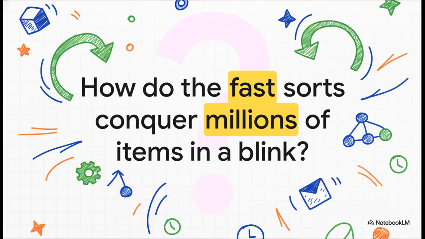Which, of course, leaves us with a really fascinating question. We've seen why this simple path is so slow, so how do the fast algorithms, the ones that are actually powering our world, how do they manage to avoid that O of n squared cliff? How in the world do they sort millions or even billions of items so incredibly fast? Well, that's a story for another time.